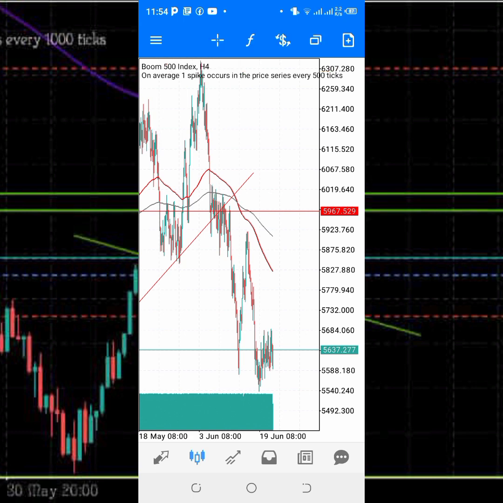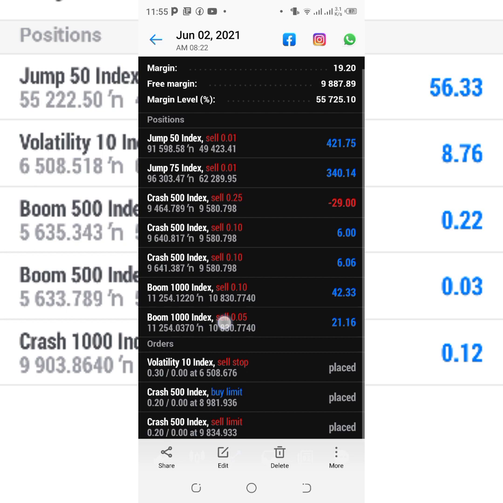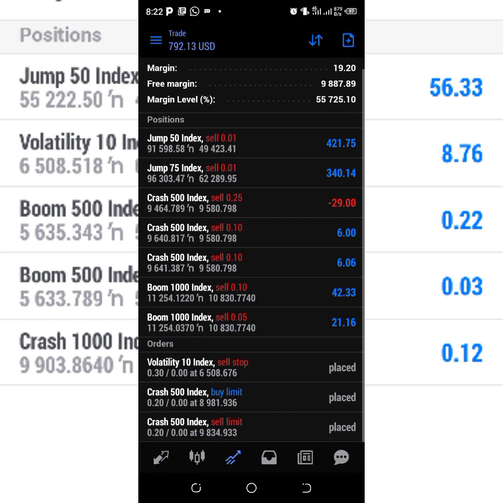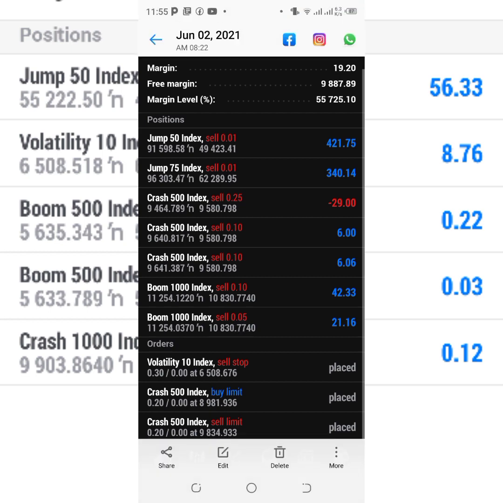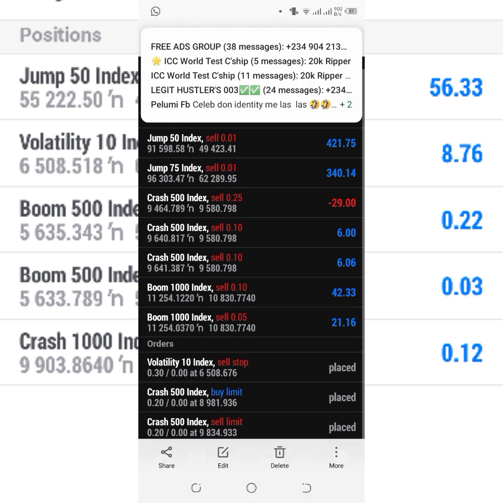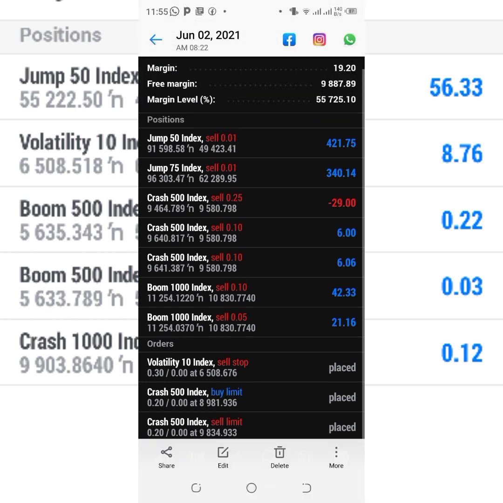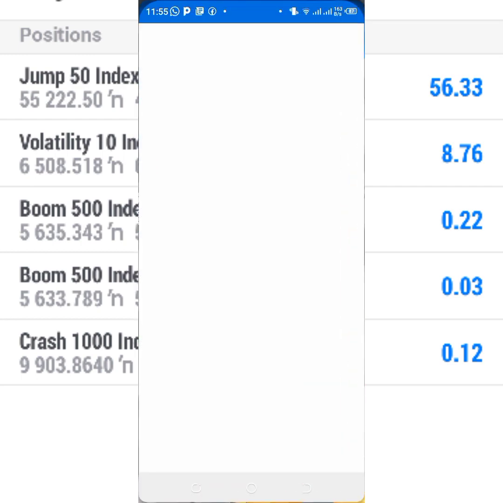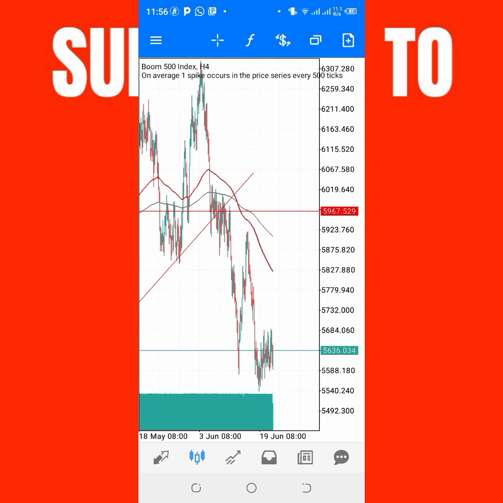So now let's proceed. Now some people were asking me how I was able to reduce this lot size for this Boom 1000 to 0.05. And some people were asking how I was able to reduce this to the 0.10 lot size. I'm gonna be showing you guys in the video now. So let's move back to our MT5. Okay, now this is our MT5.